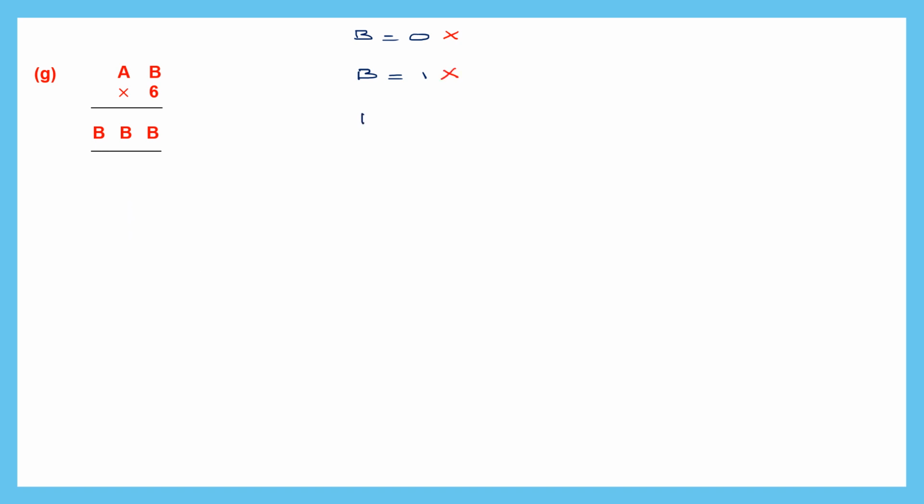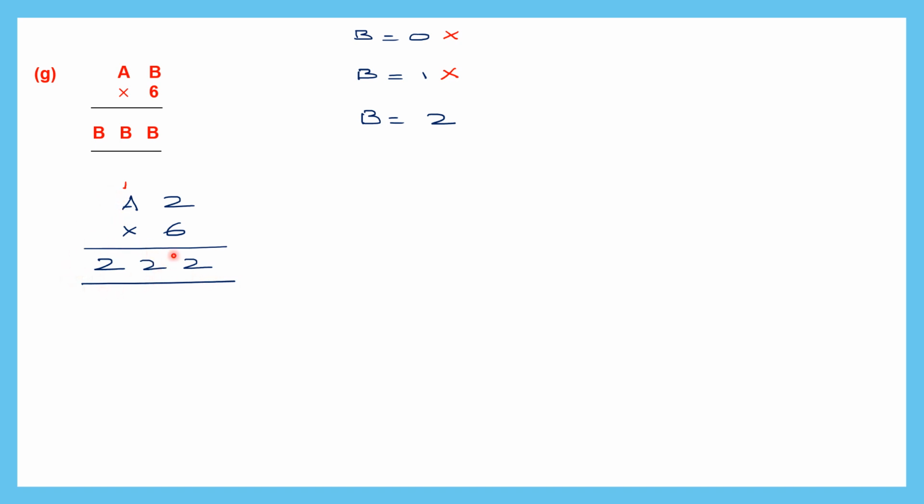Now let's take B to be equal to 2. So in the place of B, we're going to write 2. So AB is A2 into 6 and the answer is 222. Now let's multiply and see. 2 6s are 12, carry 1. Okay, so we have here. So now we can find the value of A and see whether it's possible. Now 6 into A plus 1 should give us 22.